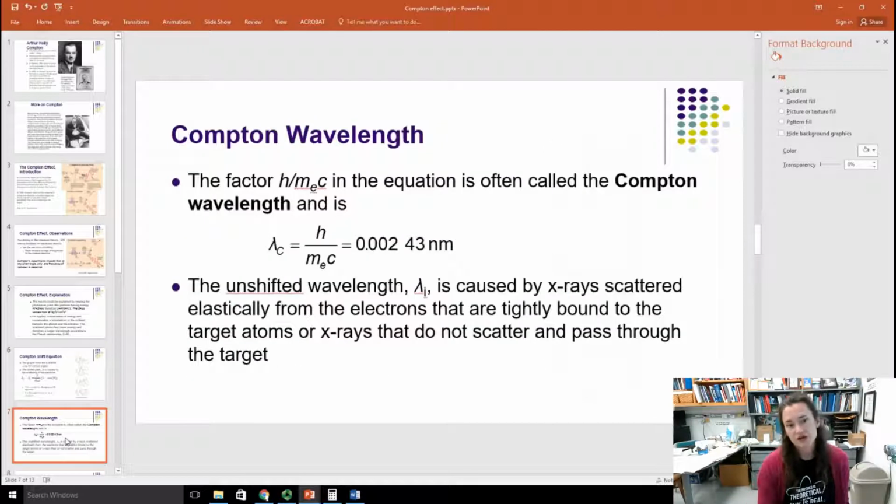Now that factor h over mc, those are all constants, and so you can solve for what that factor is. And this is called the Compton wavelength. The Compton wavelength is 0.00243 nanometers.